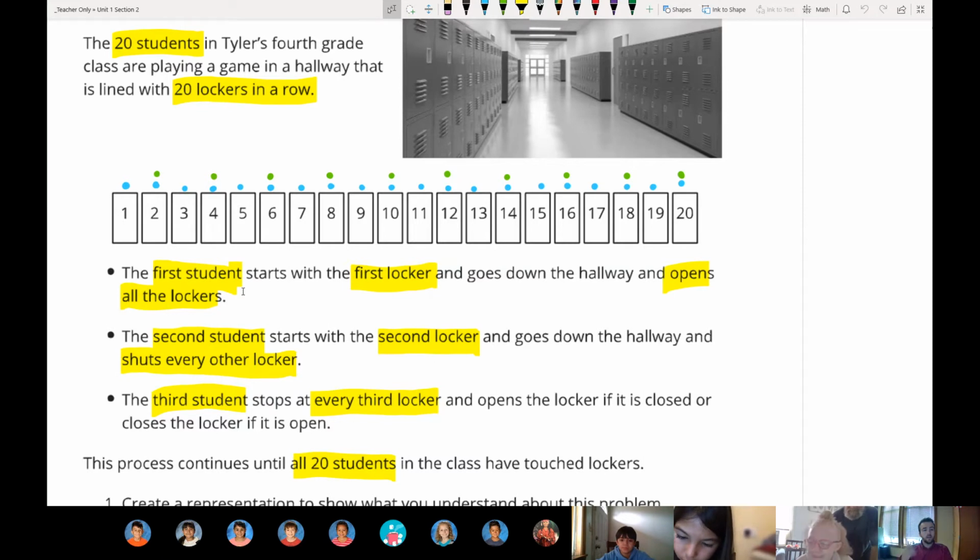Now remember, I want you guys creating this diagram along with me, in your workbook or in your packet. We're going to be putting quite a few dots on pages, and I want to make sure that you keep track of it all, because you're going to use this diagram in your homework. So the first student touched every single locker. Second student touched every other locker, starting at 2. What lockers would the third student touch?